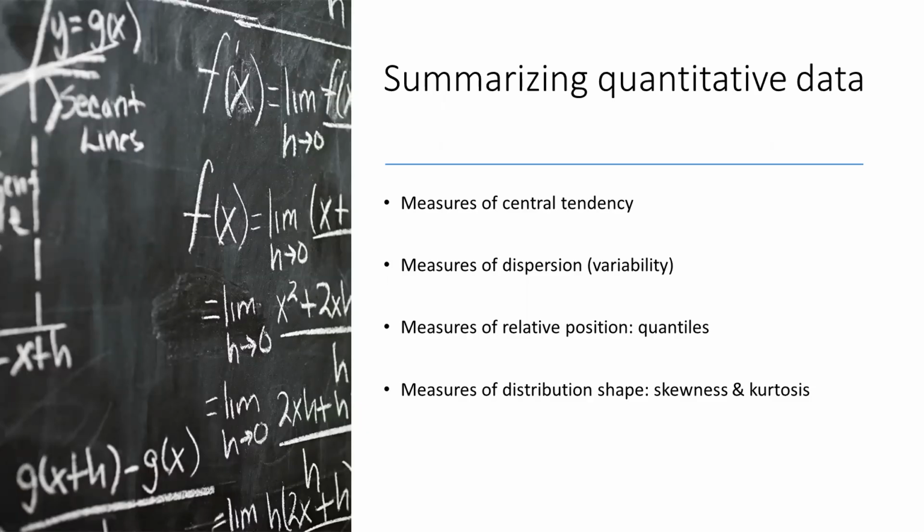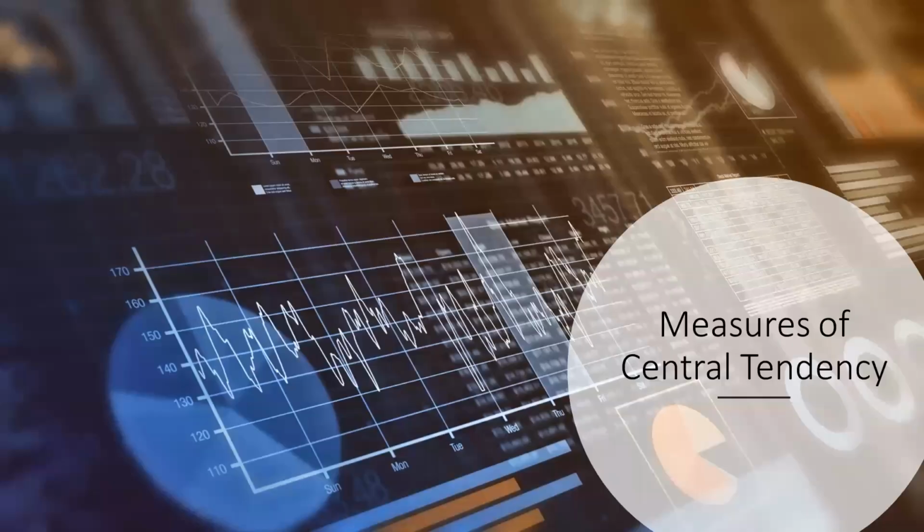Third is measures of relative position, otherwise called quantiles or percentiles. So you can put those two side by side. And then measures of distribution of the shape, the skewness and the kurtosis. I will explain what that means as we go along. Just take note of that for now.